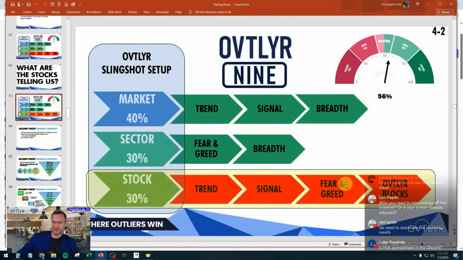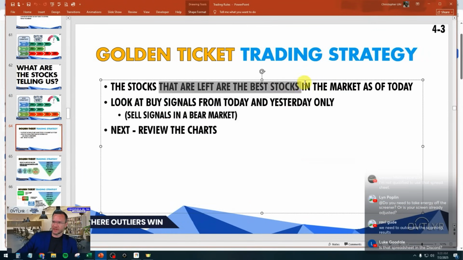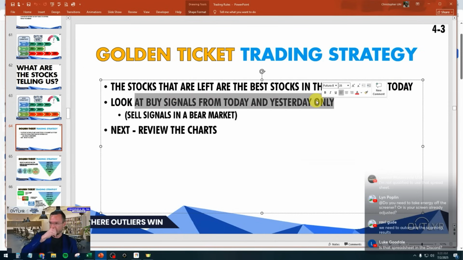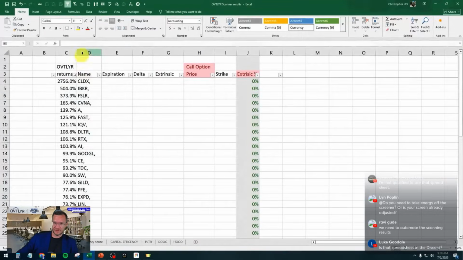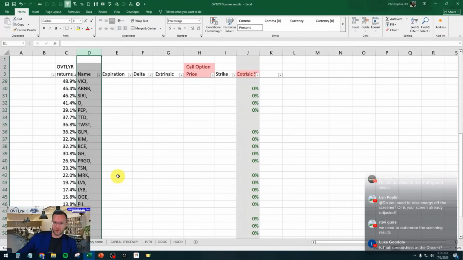We're going to look at the trend, the signal, the fear and greed, and the outlier blocks for the stock. So the stocks that are left are the best stocks in the market as of today. Look at the buy signals from today and yesterday only, which we did a moment ago in the screener. And then we need to review the charts. Now there's a buttload of charts, right? How many is this? There's 47 between yesterday and today. Ain't nobody got time for that.